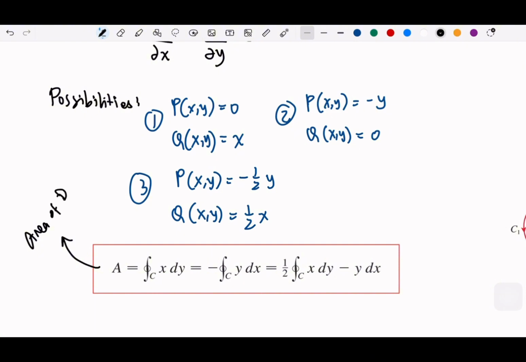We could have the line integral of x dy, or we can have the negative line integral of y dx, the second one, and the third one we could have half of the integral of x dy minus y dx. And this means that this could be the area of D. So we can use that to find the area. You can use Green's theorem to find the area.